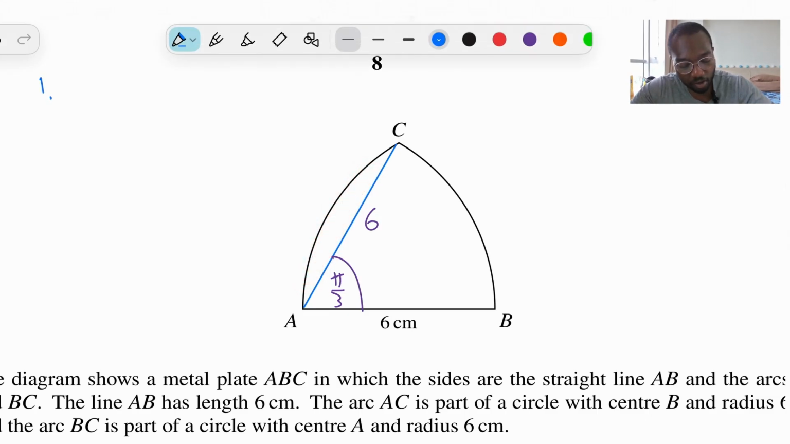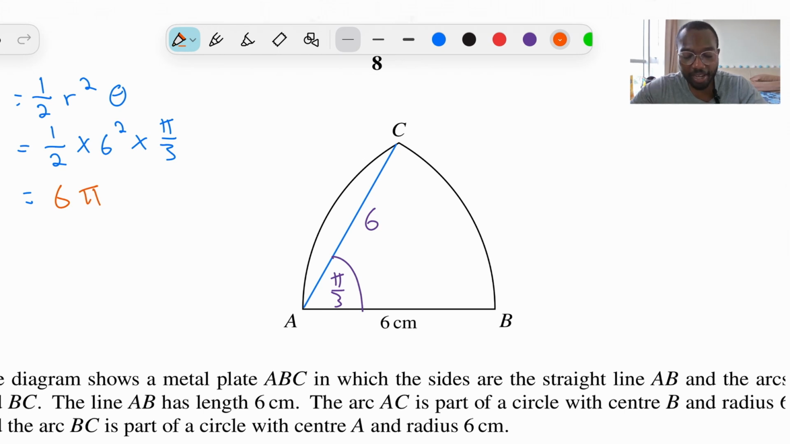We know the area of an arc is just a half r squared theta. So that will be a half times 6 squared times π over 3, which will give me 36 times a half, so that's 18 times π over 3, that'll give me 6π. So the area of the arc is 6π.